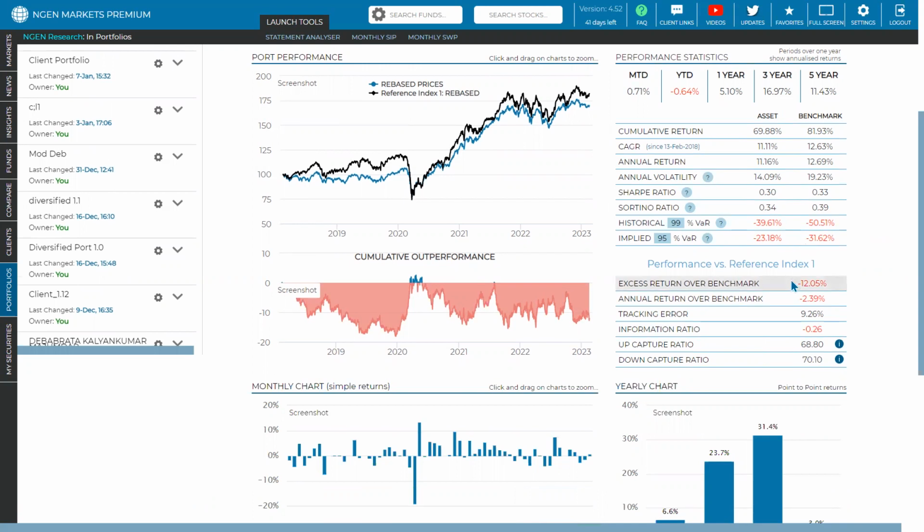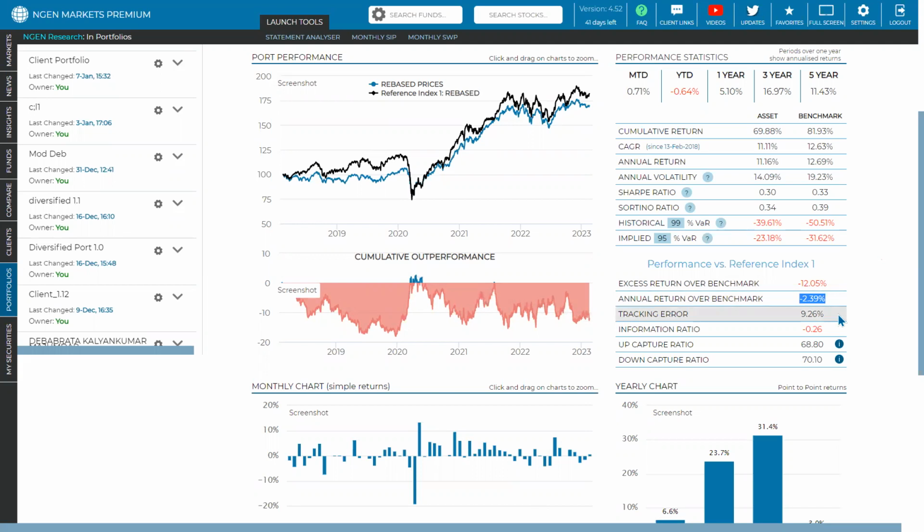The first thing you can see here is the excess return over the benchmark, which is given here, which is a cumulative outperformance. And here it is negative, obviously, as you can see. We also have the annual return over the benchmark, which is also negative, which is the alpha. So annualized alpha is negative 2.39%, right? On the basis of that, you can definitely state that it has not beaten the benchmark in the last couple of years, and that is how it is.